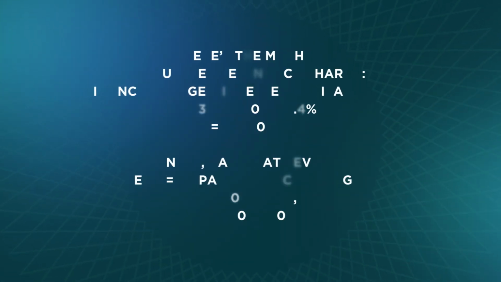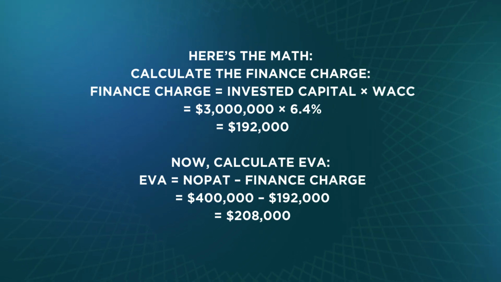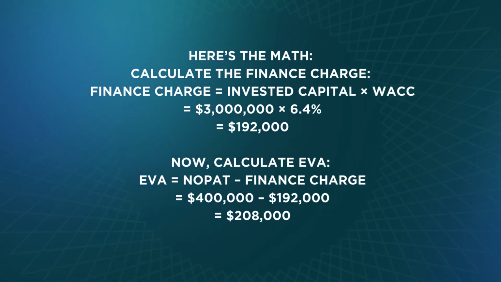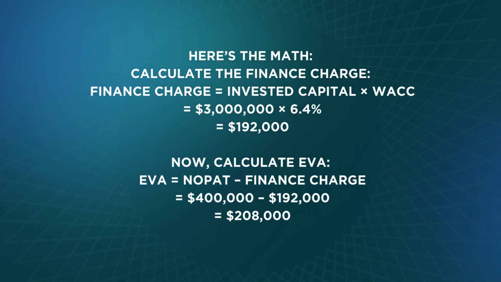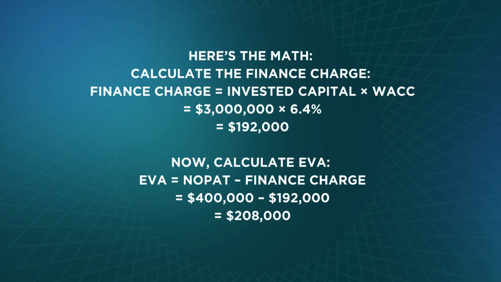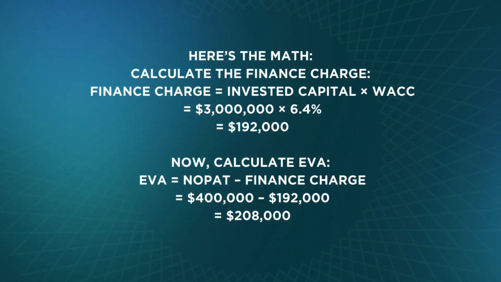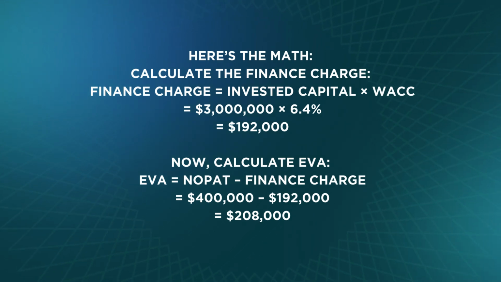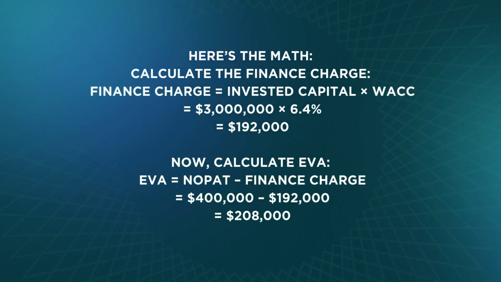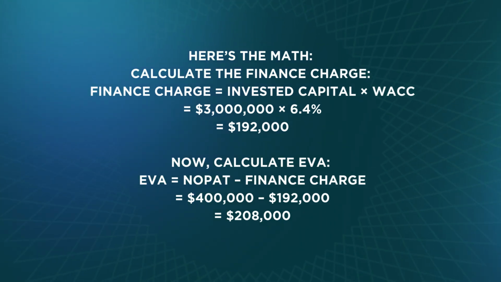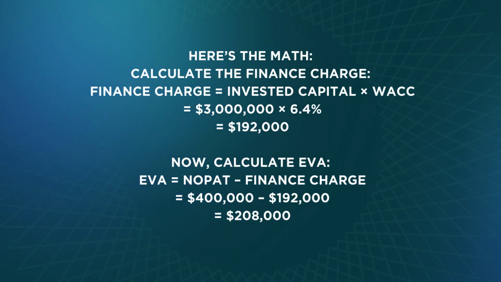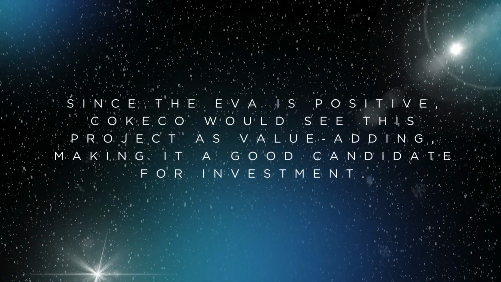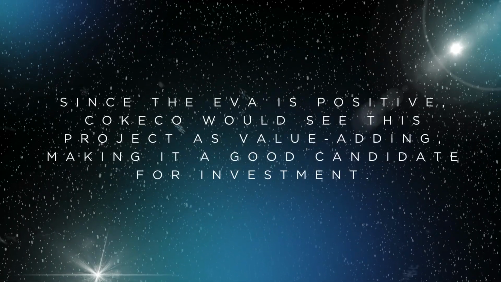Here's the math. Calculate the finance charge. Finance charge equals invested capital times WACC, which equals $3 million times 6.4%, which equals $192,000. Now calculate EVA. EVA equals NOPAT minus finance charge, which equals $400,000 minus $192,000, which equals $208,000. Since the EVA is positive, Coke Co would see this project as value-adding, making it a good candidate for investment.